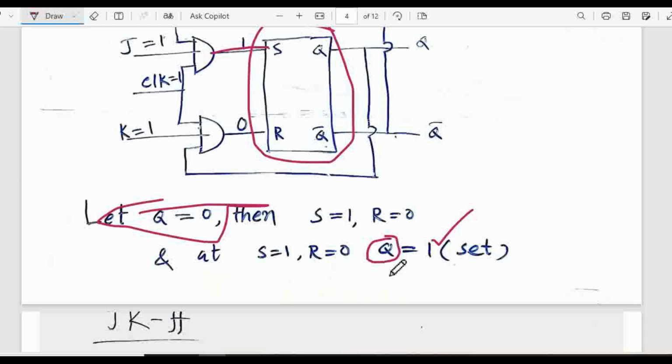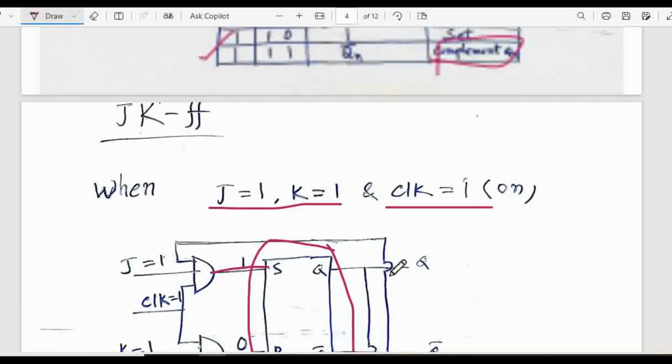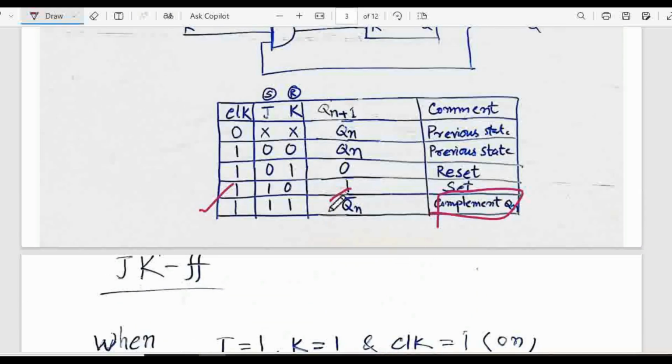We are getting a conclusion that we are getting the complement of the previous state. You see, when we have taken Q equal to 0, then you got the result as 1 as the next state. But when you have assumed Q equal to 1, in that condition, the next output is 0. So what are you getting? You are getting the complement. So this condition is the complement of a previous state.